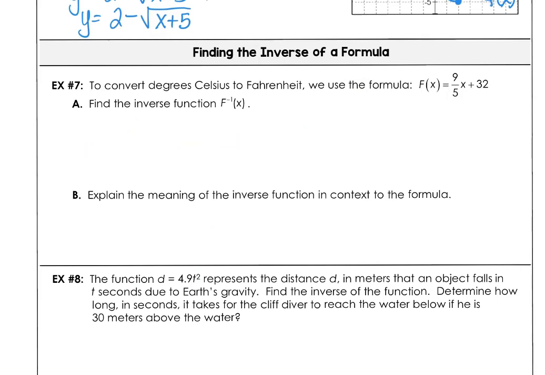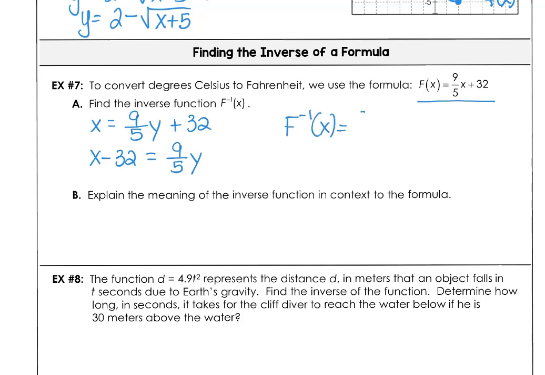Our last two examples are application problems. If we want to convert degrees Celsius to Fahrenheit, we can use this formula. So to find the inverse function, f inverse, we could say that x is 9/5 y plus 32, and we're going to subtract 32 from both sides and then multiply through by 5/9. So our inverse function is going to get y alone. We would have 5/9 times the quantity x minus 32.